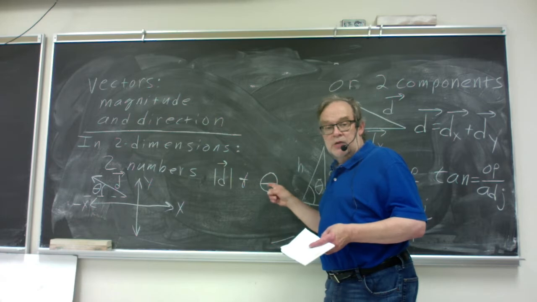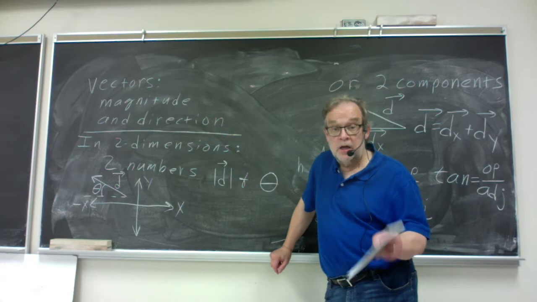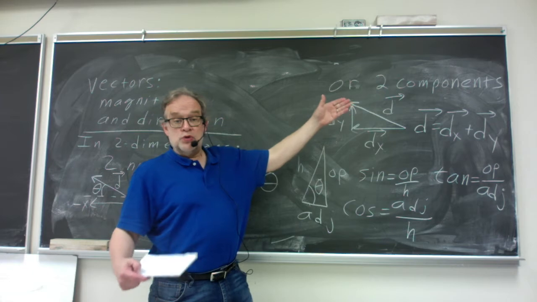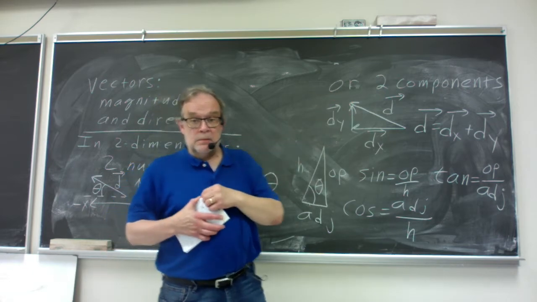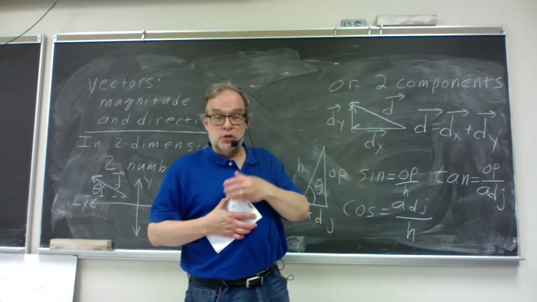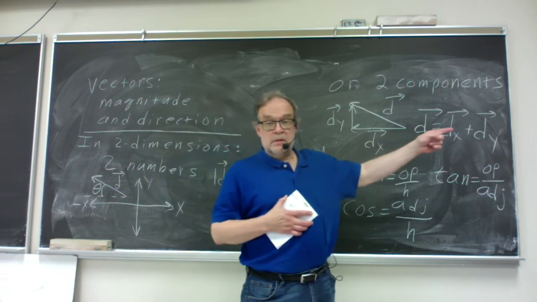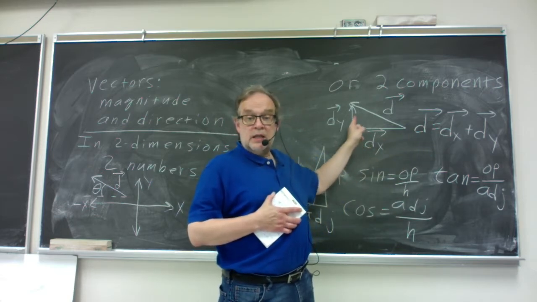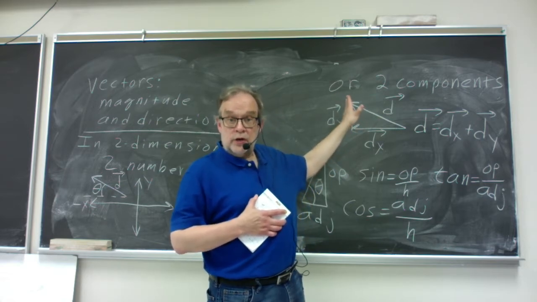So two numbers are needed to completely specify a vector in two dimensions. Magnitude and a direction angle are two of those numbers, or an alternate pair of numbers that works equally well are the two so-called components of a vector. When we talk about components, what we're really doing is reimagining that vector as something going on along one coordinate axis, and then something going on along the other coordinate axis.